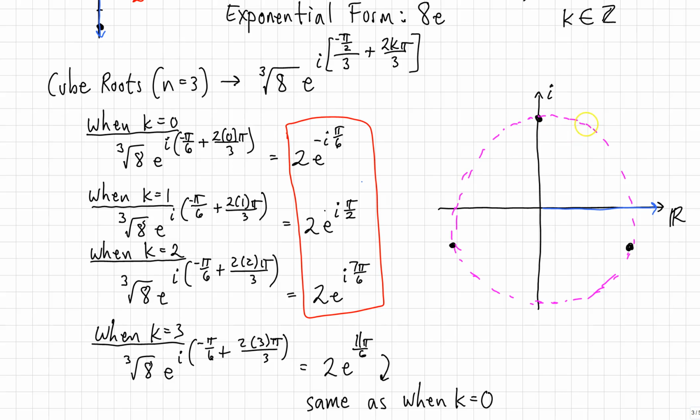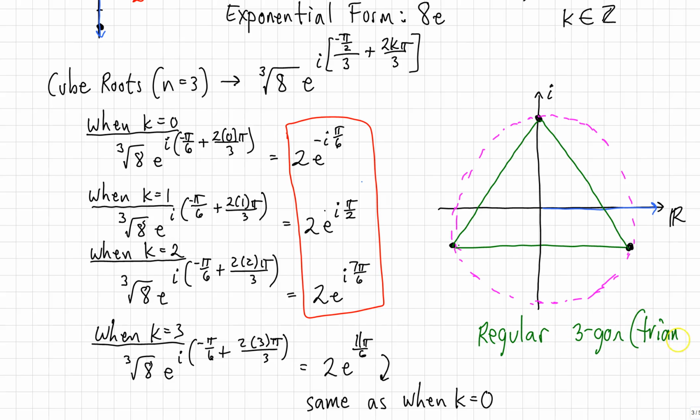So we got that circle. Those points are all exactly 2 units from the origin. And then if we connect them, we get a three-gon or a triangle. Specifically a regular triangle, so it's a regular three-gon, which is a triangle. And as you'll see, that's no coincidence.